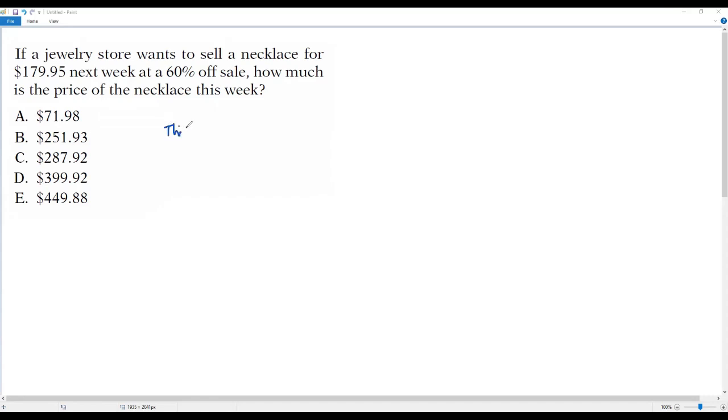Let me write the stuff over here. That is, this week the price of the necklace is X dollars. Okay, now to get the price of the necklace next week, we have to decrease its value by 60% because the necklace will be sold at 60% off.